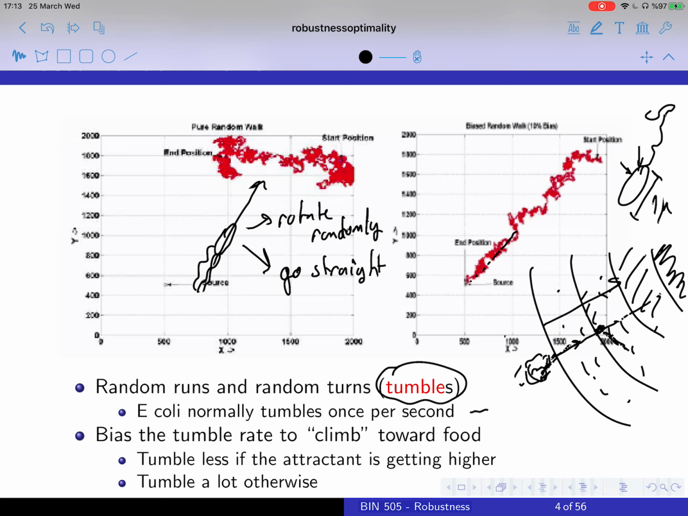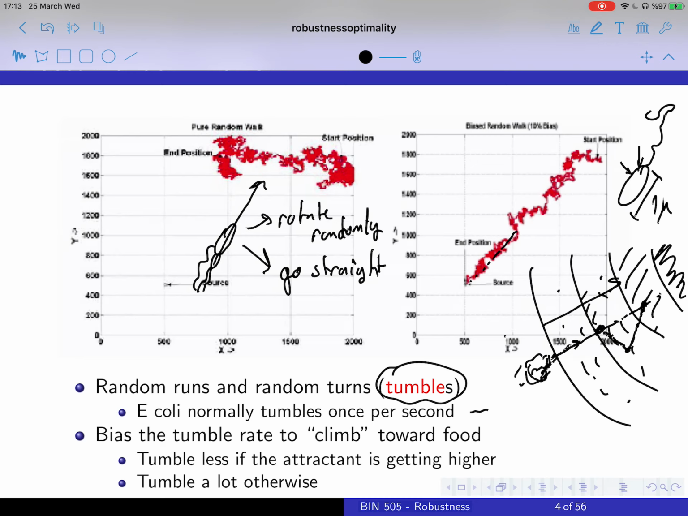It's not changing, so you tumble again, so you start going that way. Now it's getting better, so you tumble less. The idea is you'll always tumble every now and then, but the rate at which you tumble changes if, as you're running, you're getting a signal that the food is getting more concentrated.